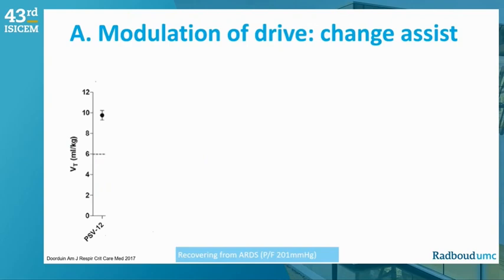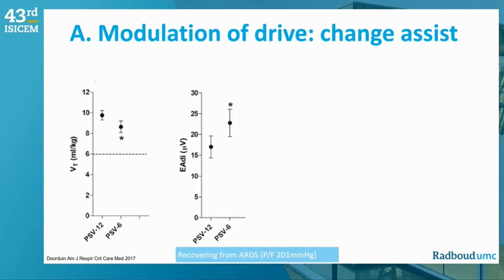We're going to discuss that in a little bit more detail. So first is patients on pressure support recovering from pneumonia, ARDS. Pressure support of 12, in this case, tidal volume around 10 ml per kilogram. If we decrease pressure support to 6 centimeters of water, you'll see tidal volume decreases a little bit. But at the same time, electrical activity of the diaphragm, the best estimate, as Alexander explained, of respiratory drive, increases. So we can modulate respiratory drive by modulating inspiratory assist.